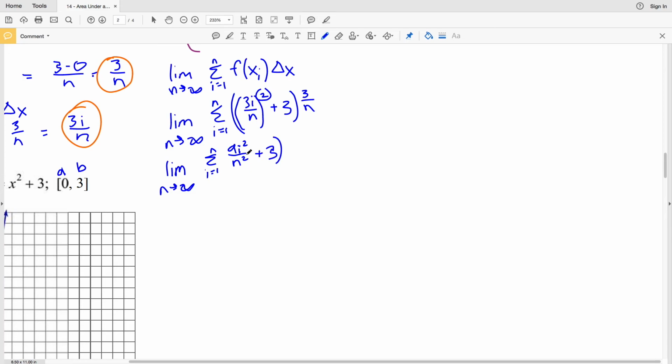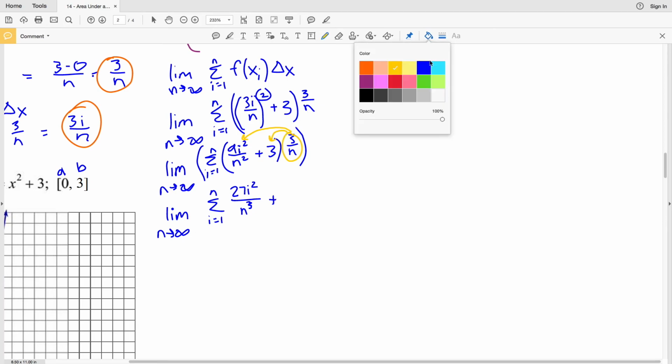And I'm adding that to 3. And then in my next step, I'm going to be multiplying each of those by 3 over n. So now I'll have the limit as n approaches infinity of the summation from i equals 1 to n of 3n times 9i squared over n squared, which 9 times 3 is 27, so that's 27i squared over n cubed, because n squared times n is n cubed, plus 3 divided by n times 3 is going to be 9 over n.